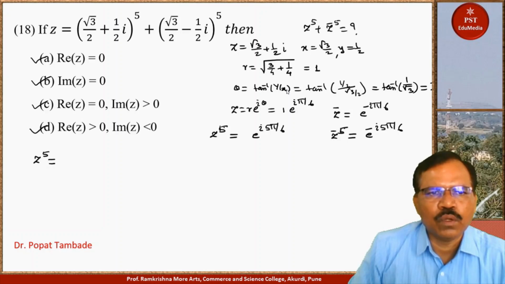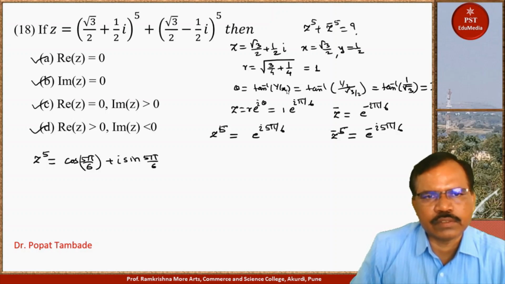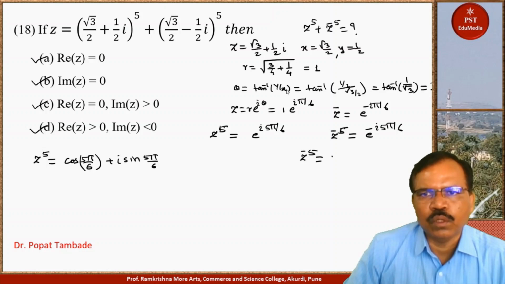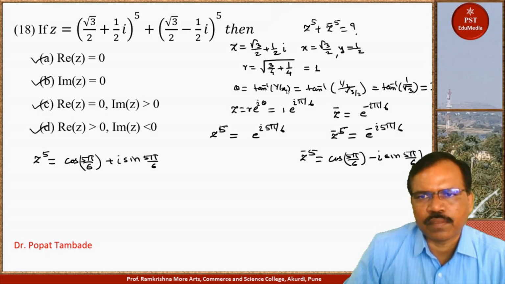it is equal to cos 5 pi by 6 plus i sin 5 pi by 6. And z bar raised to 5 is equal to cos 5 pi by 6 minus i sin 5 pi by 6.